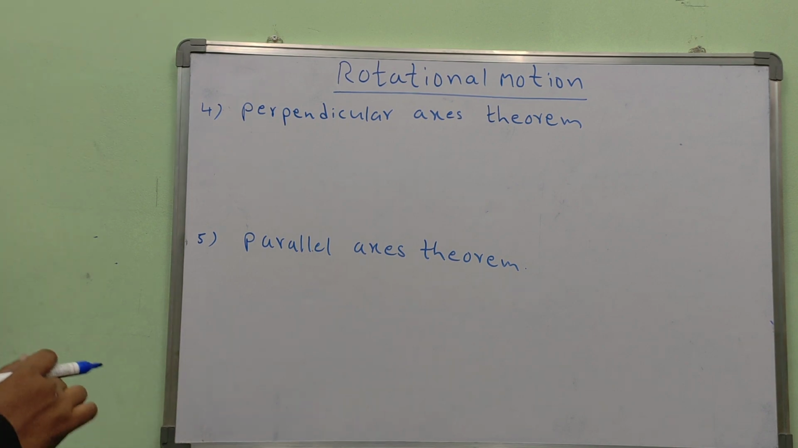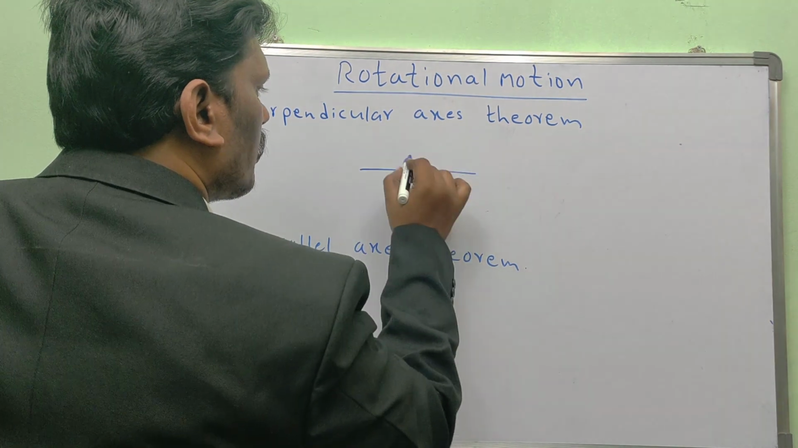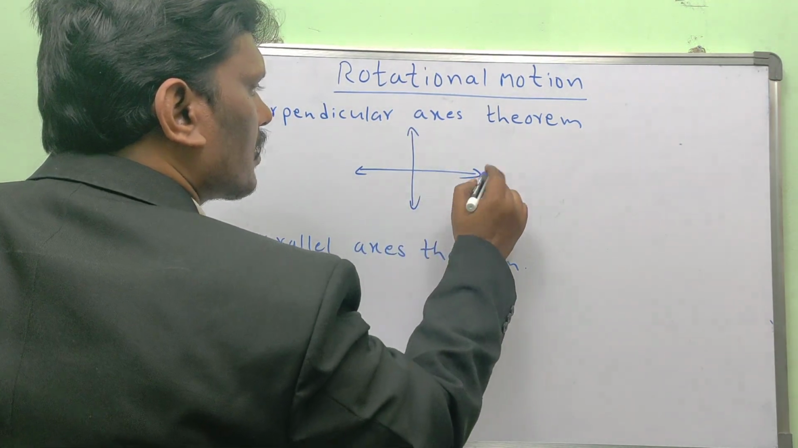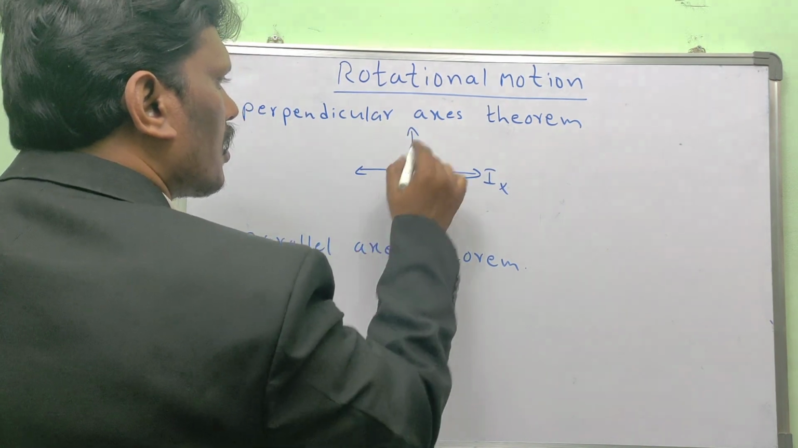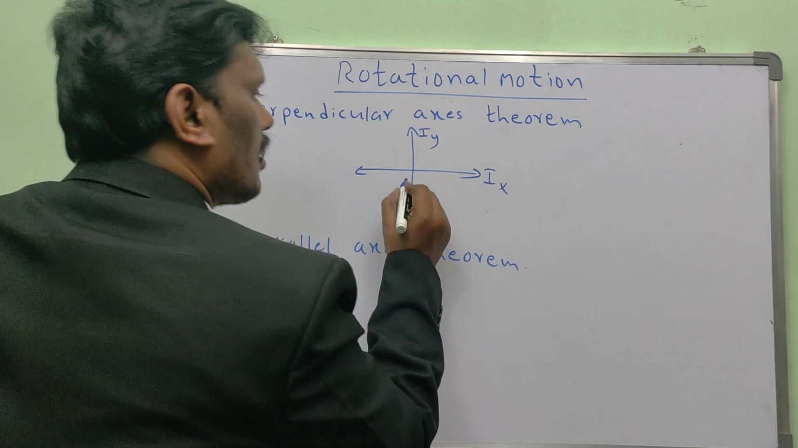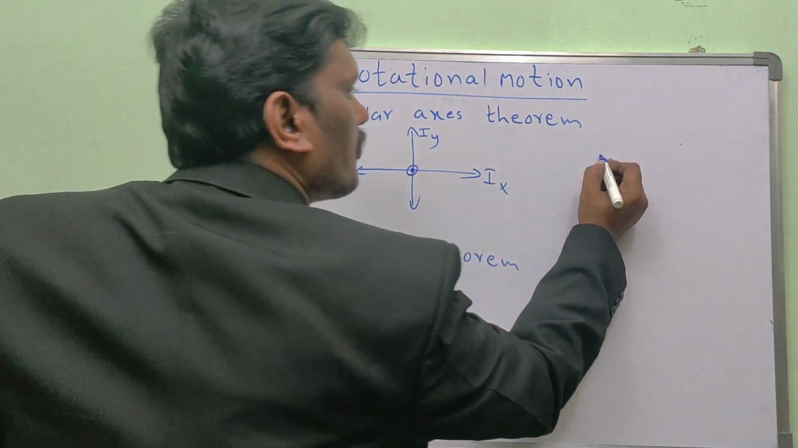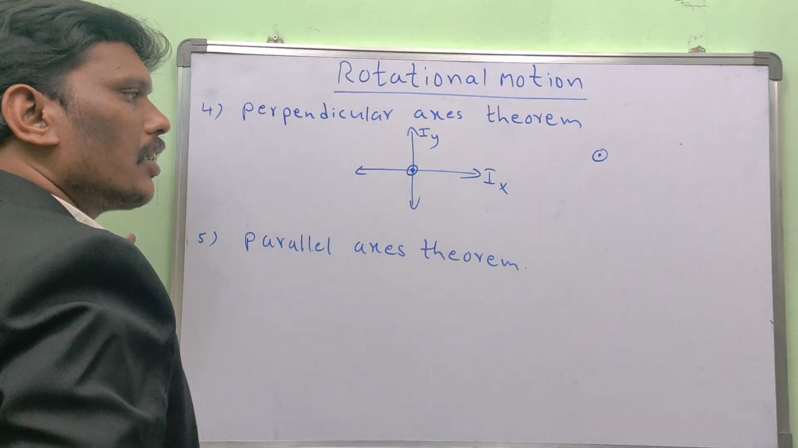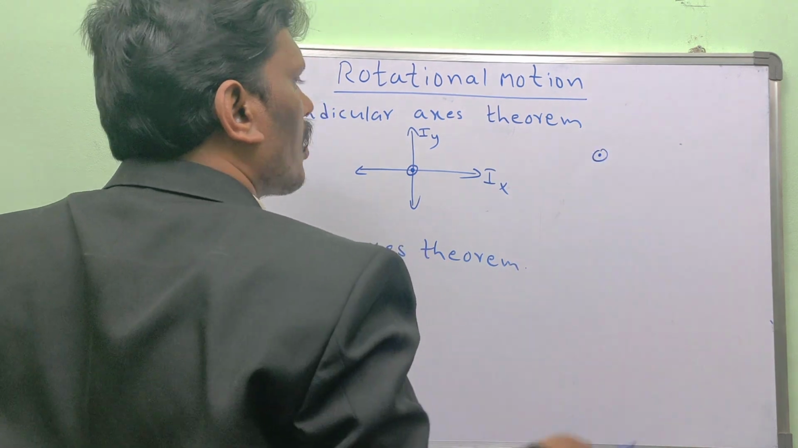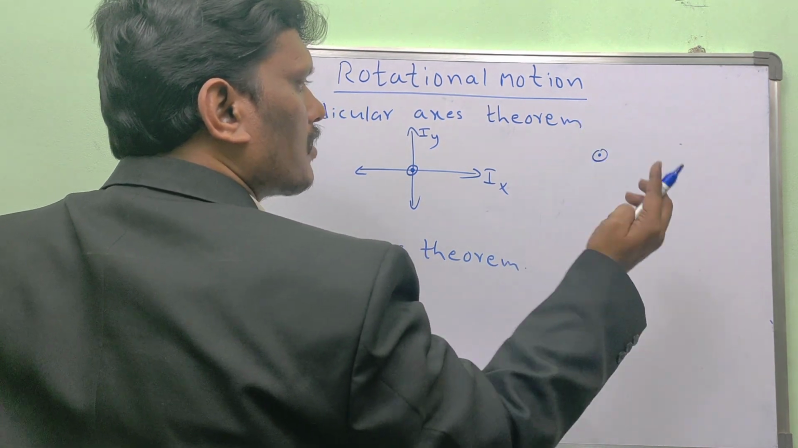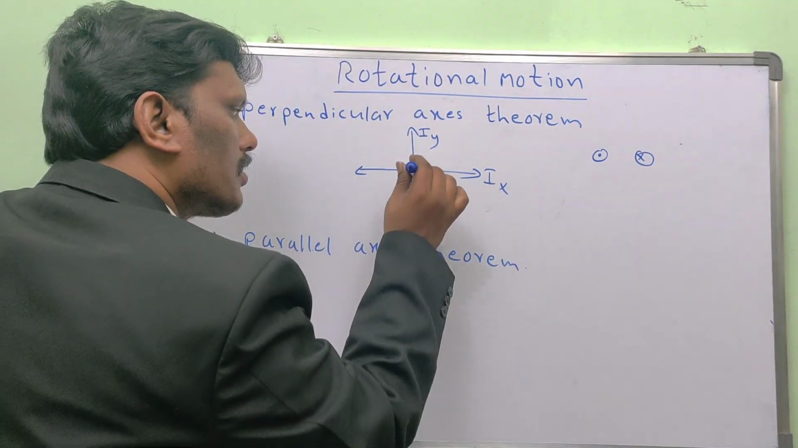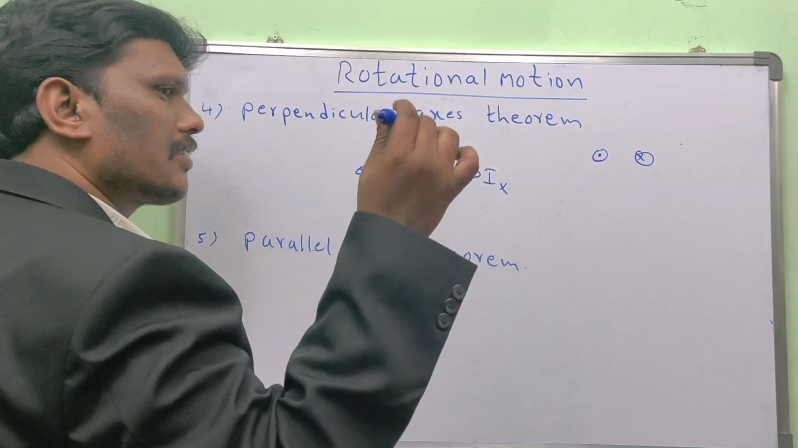Next, fourth one, perpendicular axis theorem. So if I am going to consider this is the x-axis, this is the y-axis. So moment of inertia about the x-axis I am going to consider Ix. Moment of inertia about y-axis I am going to consider Iy. Then what is the moment of inertia about the z-axis? How to write the z-axis? I am going to represent it with a dot. If I represent a dot, what is the meaning? That is the positive z-axis. So dot means positive z-axis, cross means negative z-axis.